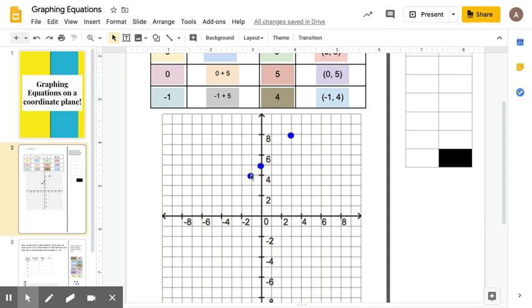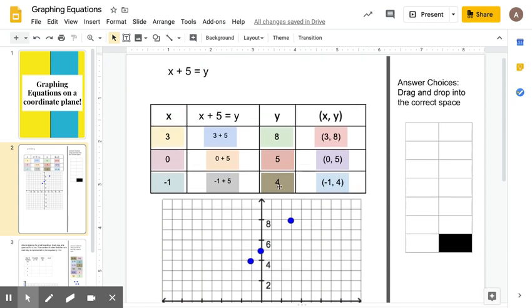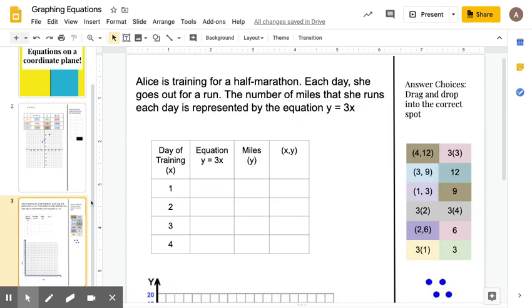Now, you'll notice that these 3 dots form a line. This is the line that represents the equation x plus 5 equals y. This is what you'll need to do on each page of your Google Deck assignment for today. Let's do one more example together.